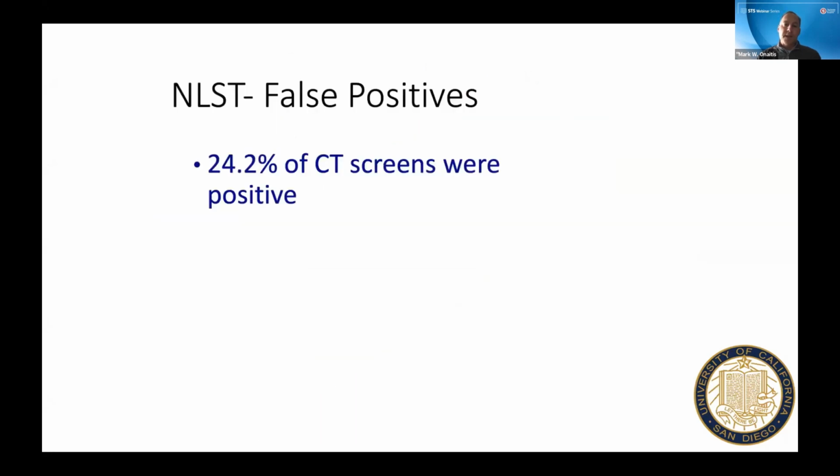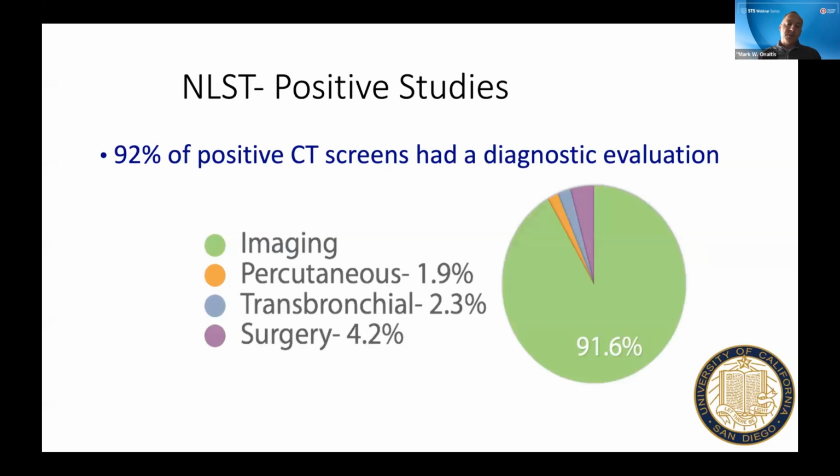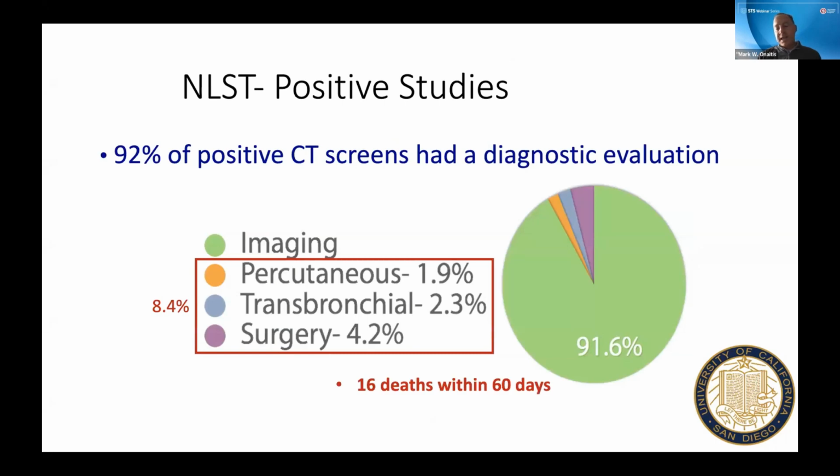One criticism or negative of the study is that 24.2% of the CT scans were positive, and only 3.6% of these were true positives. Of the patients who had positive screens, 92% had a diagnostic evaluation, with the vast majority of these being repeat imaging, but 8.4% underwent invasive diagnostic procedures. There were 16 deaths in this group within 60 days, and 6 of the 16 had benign nodules. And I would posit that in a surgeon-led program with modern surgical techniques, many of these deaths may be avoided.